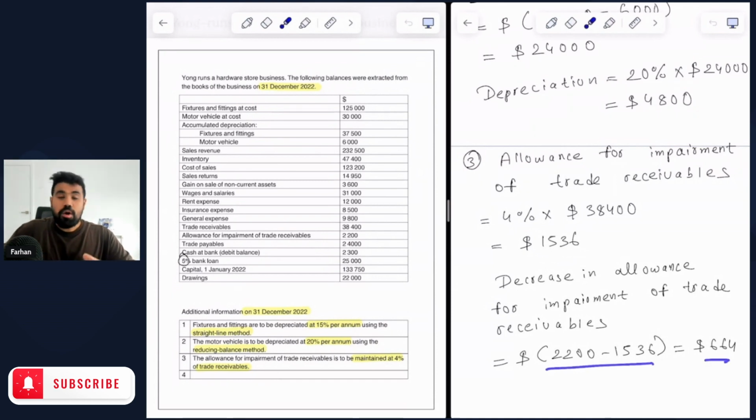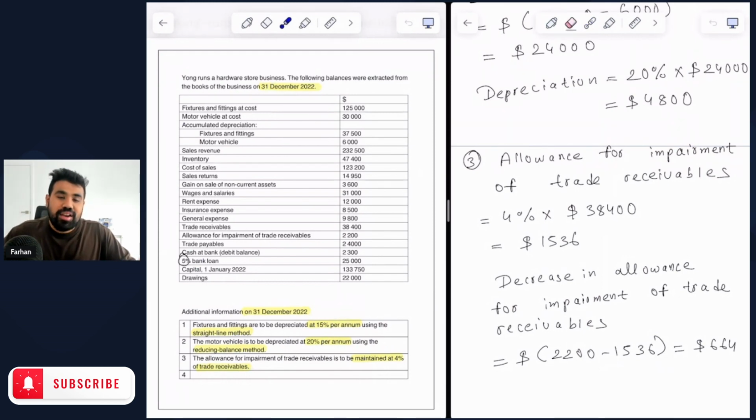So is this a good thing or a bad thing for the business? So we need to understand that allowance for impairment simply refers to the business putting some money aside for the fact that they expect that there is a possibility that this amount of customers will not be able to pay back their obligations to the business. Now, the previous financial year, we had a higher possibility of more money that we won't be able to recover, and that was $2,200. But this year, it is $1,536, so it has gone down.